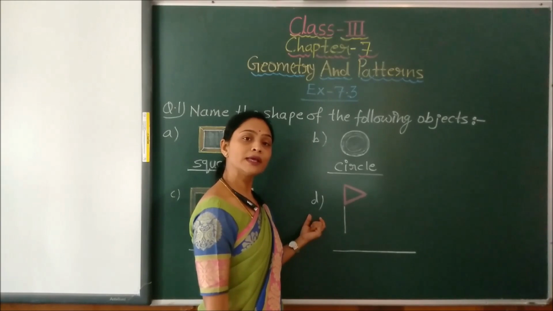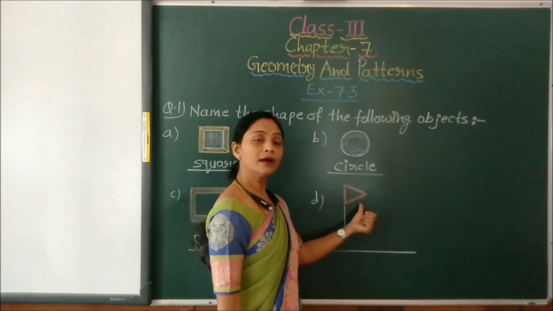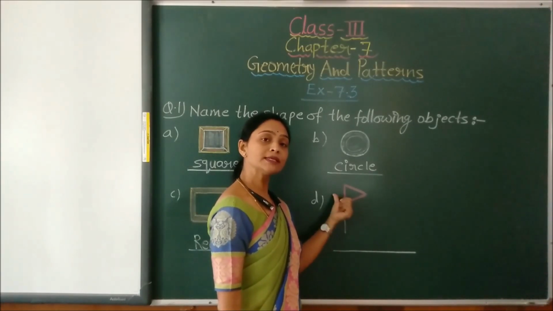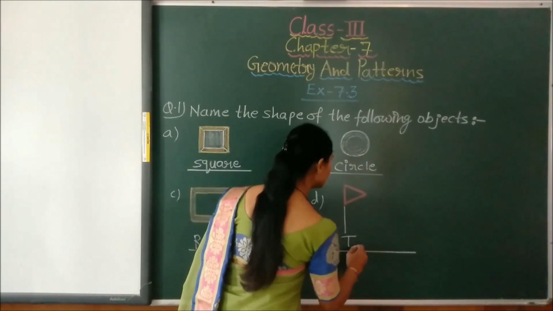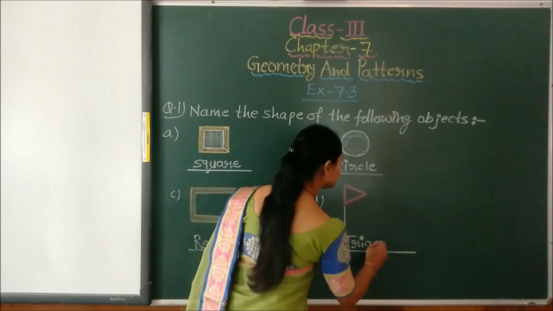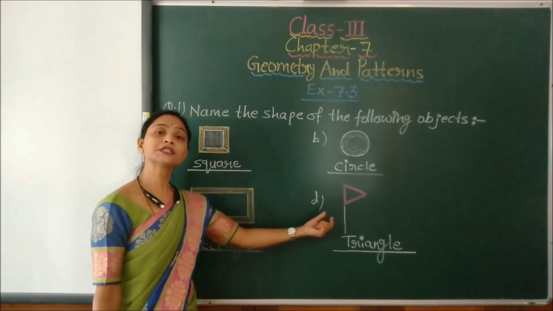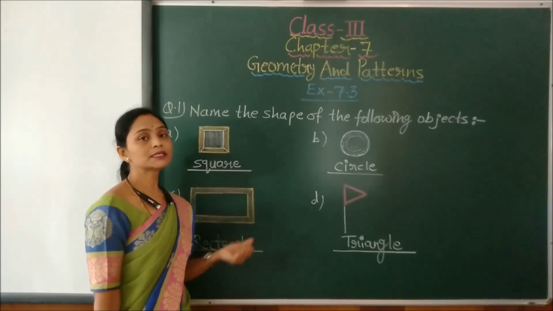Now we will see this one. See here in this figure, how many sides are there? 1, 2 and 3. Means which shape is this? This is a triangle. So here we have to write triangle. So this way we have identified the shape of all these objects. Now we will see the next question.